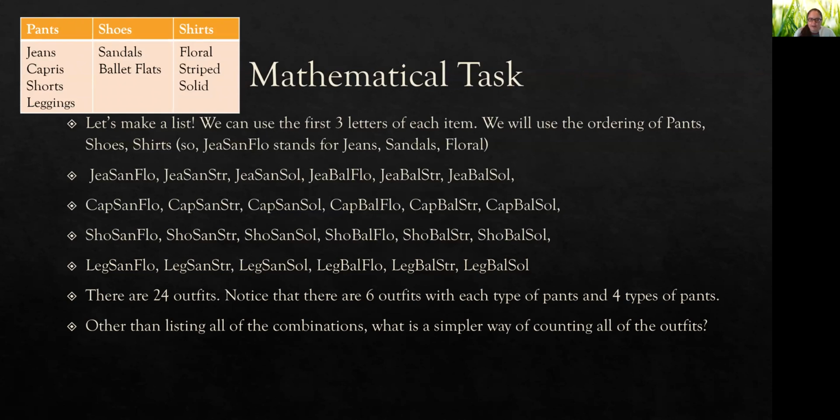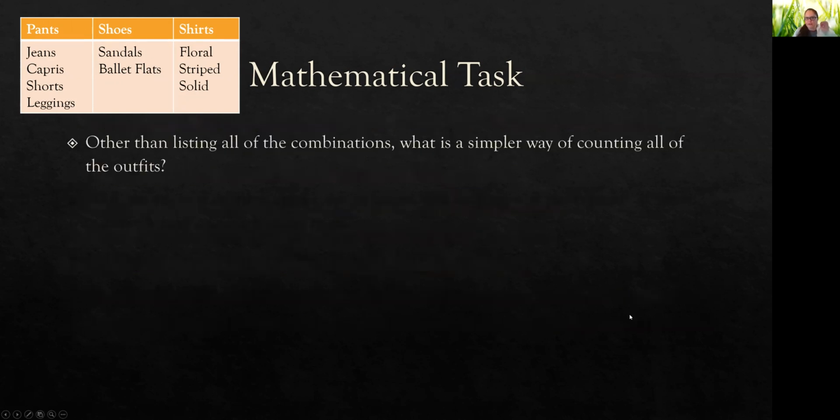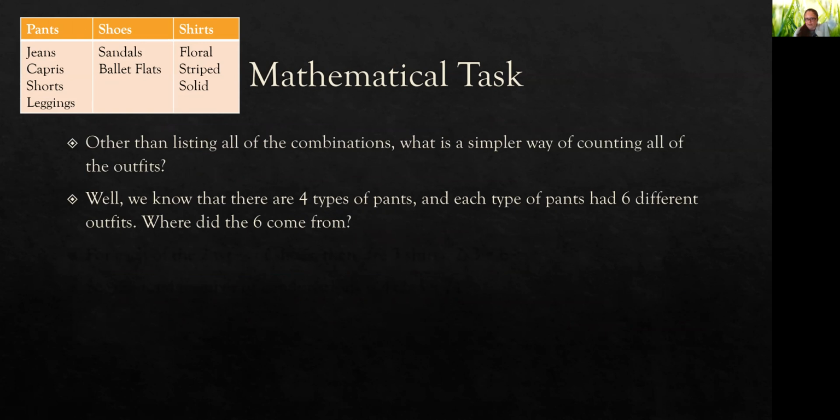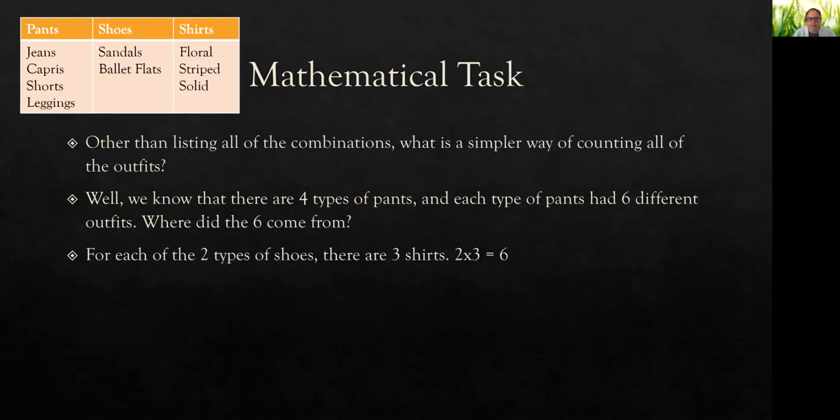Other than listing all the combinations, what's a simpler way of counting all the outfits? So that was actually part of the question, was can you do it without listing everything all out? And I did notice that there were 6 outfits with each kind of pant and 4 kinds of pants. So that helps a little bit. And we know there's 4 types of pants. Each type of pant had 6 different outfits. Where's the 6 coming from?